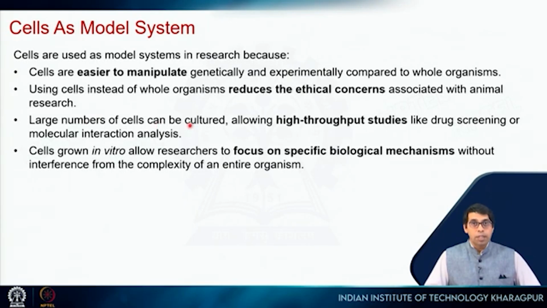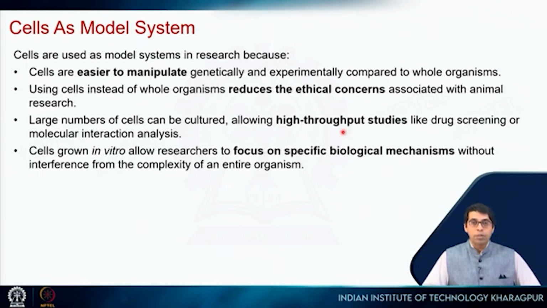A large number of cells can be cultured. There is a limitation in the number of mice that you can use in a particular experiment. But when we are doing experiments in cells, we can grow a large number of cells in a cell culture. And this type of setting can be used for high throughput screening, for example, drug screening.